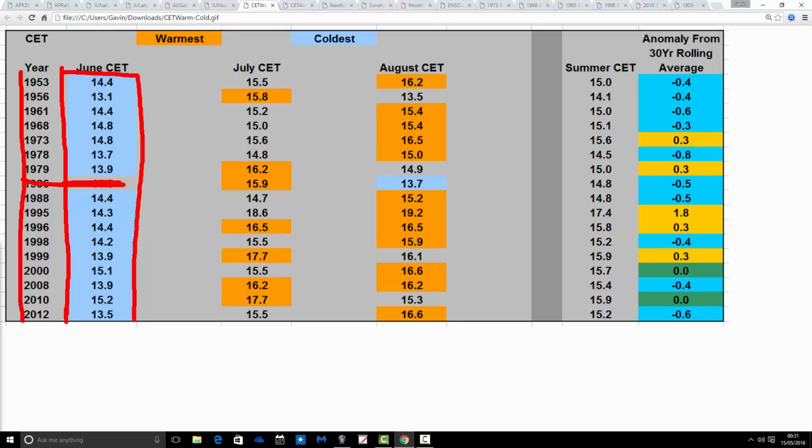So June very often is around 2 degrees, maybe a bit more, cooler than average, cooler than July and August on average, if you see what I mean. So June tends to be significantly cooler than July and August, just because of the fact that it's a rapidly warming time of the year.